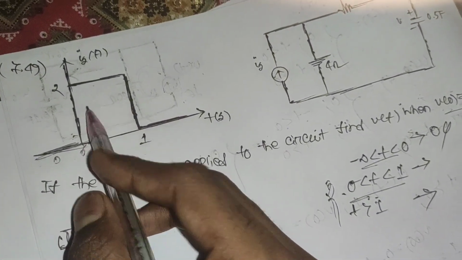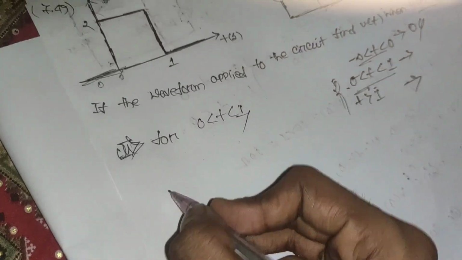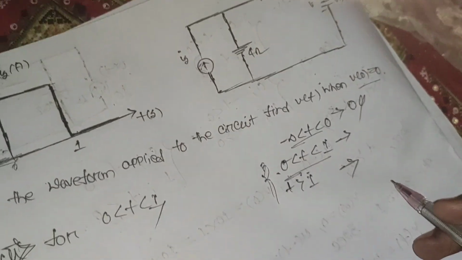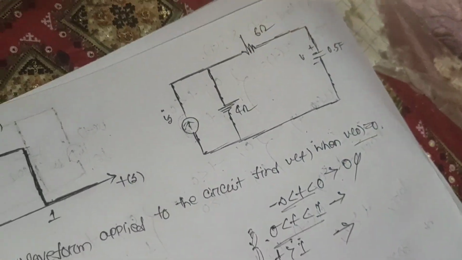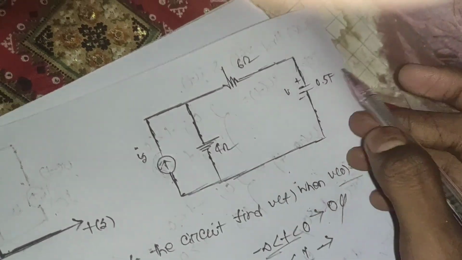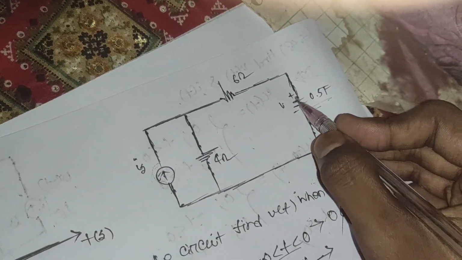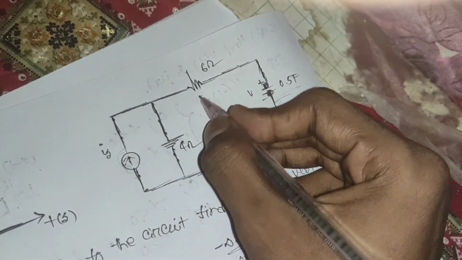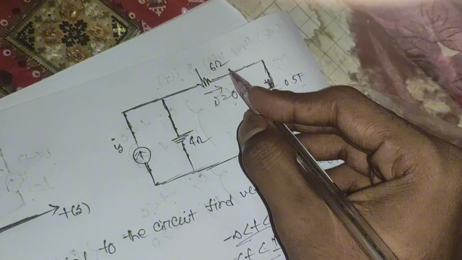For 0 to t to 1, what is the value of current? Obviously it is constant, so it will be 2 ampere. So Is will be 2 ampere. If Is equals 2 ampere, it means the circuit is in steady state mode. So the capacitor can be replaced with an open circuit. Then what will be the current through the 6 ohm? Obviously it will be 0, because it is open circuit, there will be no current flow in the 6 ohm resistance.